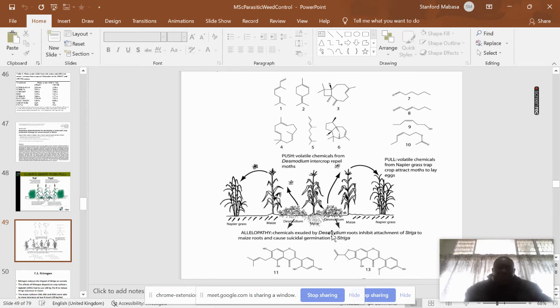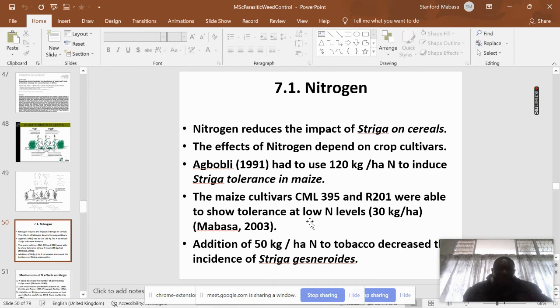But anyway, we are interested in the desmodia controlling striga in intercropping. So it's one of the technologies which is used. Now we move on to nitrogen. Nitrogen can also reduce the impact of striga in maize.